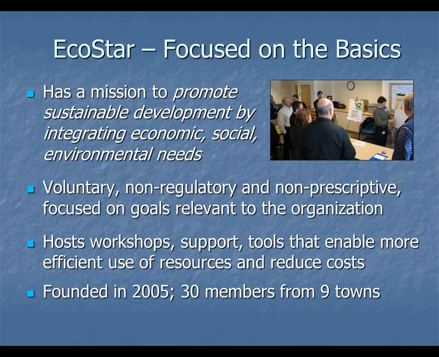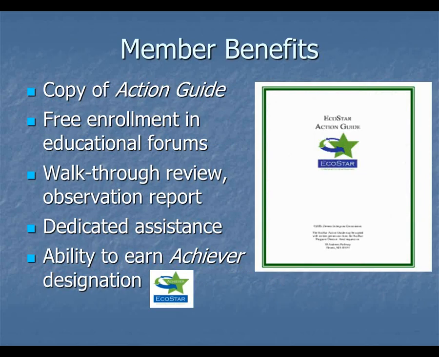We developed the EcoStar Action Guide, which has 25 environmental criteria, and if a company gets 10 of the core criteria, including the linkage to another company, which is sort of the eco-industrial component, and 5 voluntary criteria, they become an eco-industrial achiever and can use the logo that you see at the bottom here, the achiever logo. We have a couple of achievers at this point.